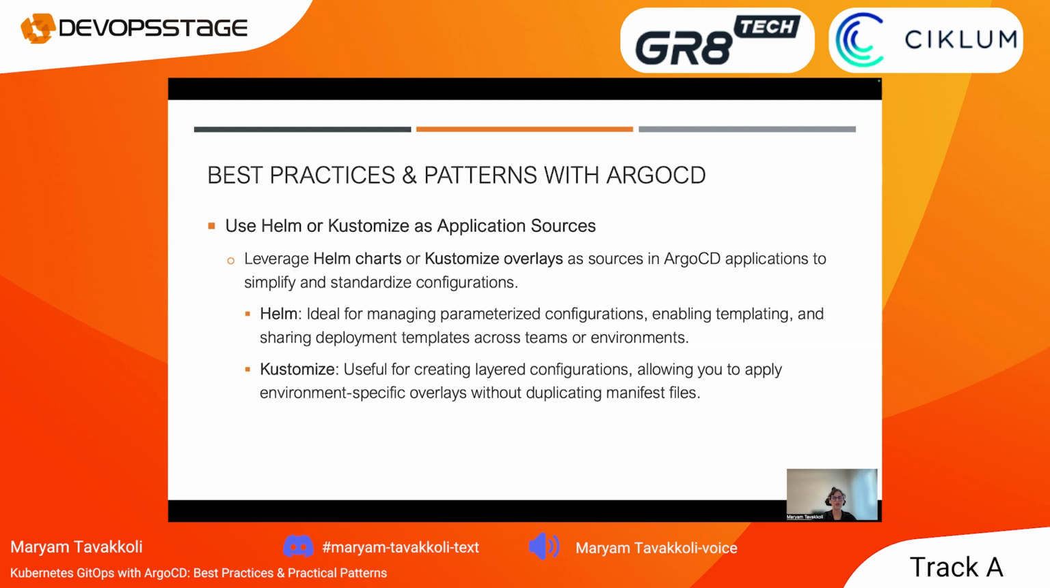If you are defining the source as Kustomize, you can have patches for it. And if you're defining Helm, you can pass value files in different methods to ArgoCD applications, which is quite handy if you have such use cases. Helm is ideal for managing parameterized configuration, enabling templating, and sharing deployment templates across teams or environments. And Kustomize is useful for creating layered configuration and allows you to apply environment-specific overlays without duplicating the manifest files. So this is also a really powerful feature, and you should use it in production if you have Kustomize or Helm applications.